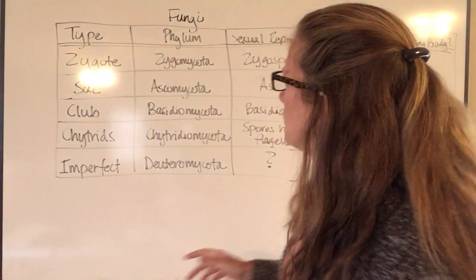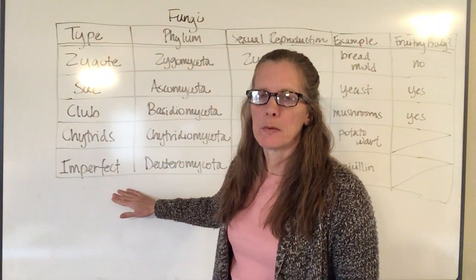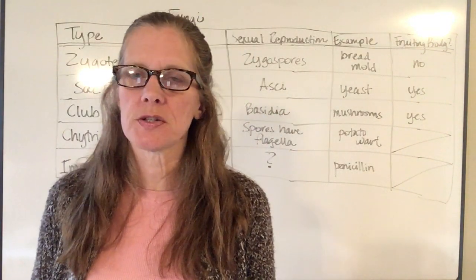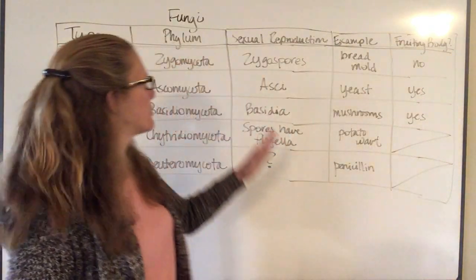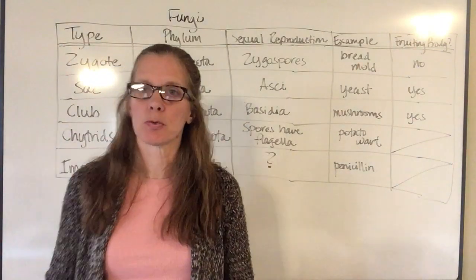So these are the five main types of fungi and the five major phyla that I'm going to ask you to know. So you want to make sure that you know the type of fungi, the type of sexual reproduction, and an example of each one of those would be a good thing too.